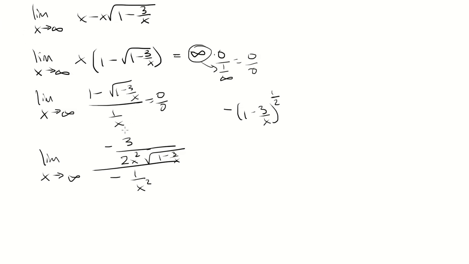And now we can cancel out the negatives, the x squareds as well. And as x approaches infinity, 3 over x goes to 0. And so what we're left with is 3/2 as our final answer.